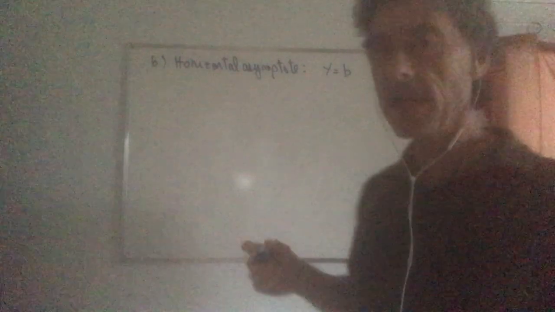All right, time to take a look at the second part. So B, horizontal asymptote, HA. So a little definition: y is equal to b, right? It's not x is equal to something like in the case of the vertical, we are now horizontal. So y is equal to b is a HA for f of x if either the limit as x goes to infinity of f of x equals b.